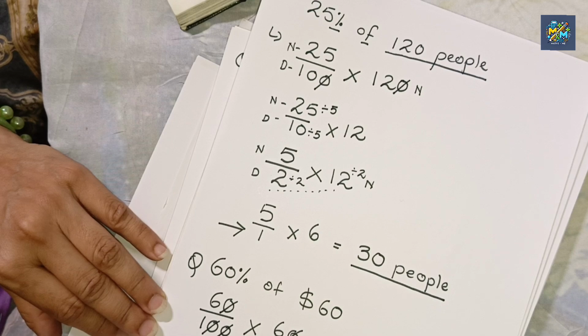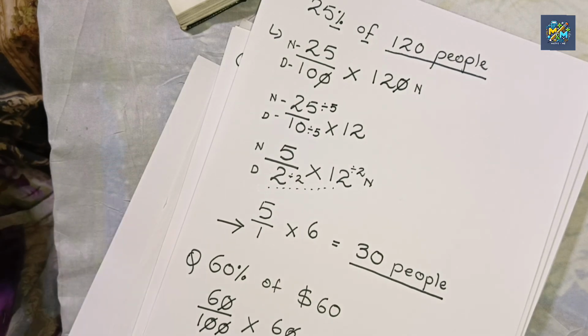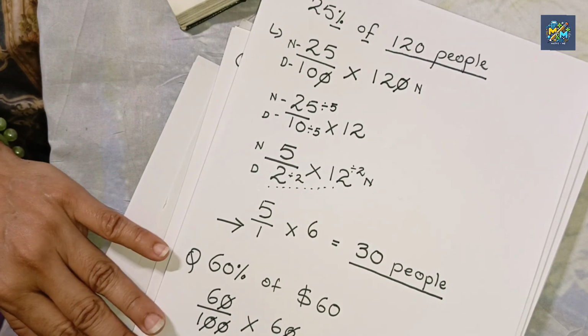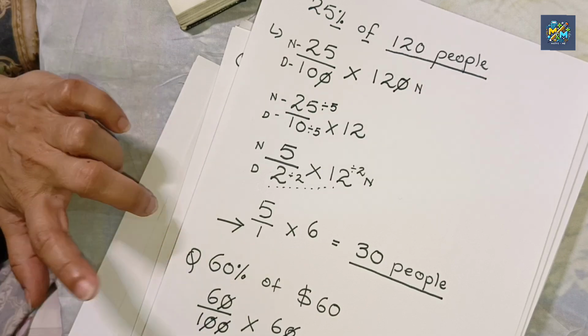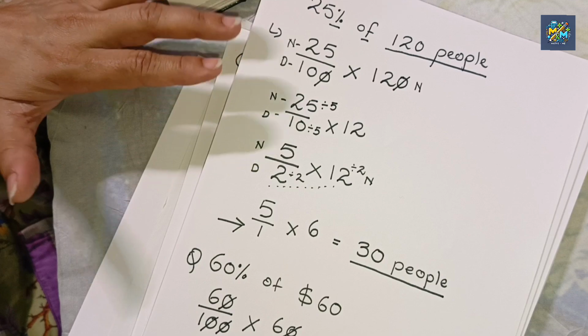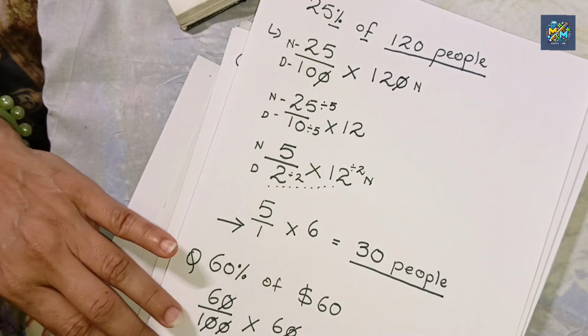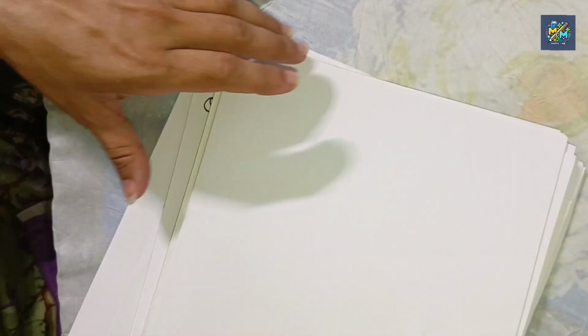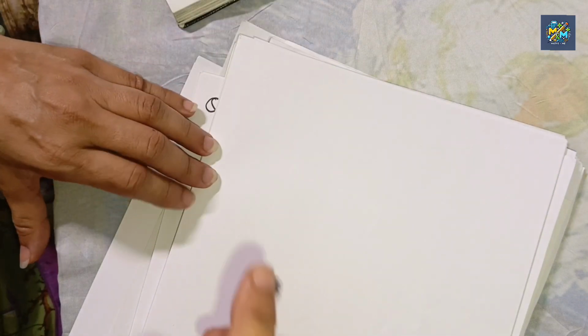So what will be my answer? My answer will be $36. So 60% of $60, the answer will be 36. So I have taught you fractions, converting percentage into fraction and decimal as well. So this is something we have done, and I guess if I give you some sums like this, it will not be difficult for you.